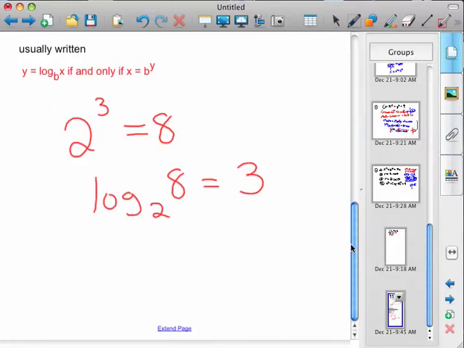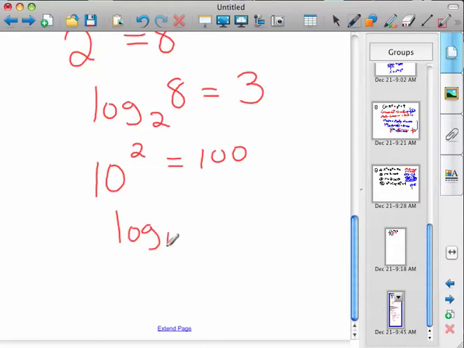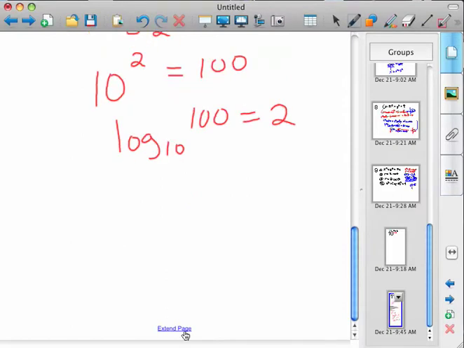Now, our common number system is in base 10, so we know that 10 squared equals 100. So log base 10 of 100 equals 2. Alright, this is actually called the common logarithm because it's in base 10, and we don't write the base, so it's kind of ignored. So you could write log base 10 of 100 as just log 100. And your calculators work off of base 10. That log button on your calculator is base 10.